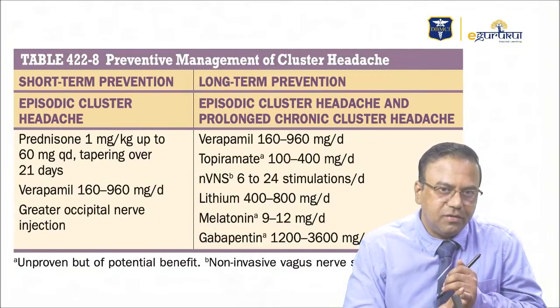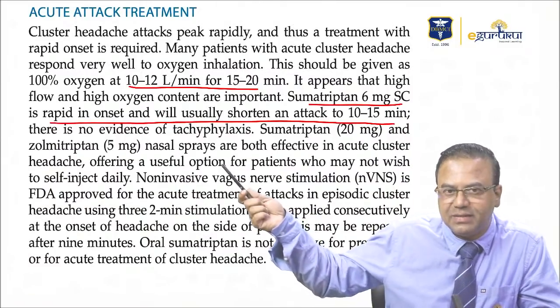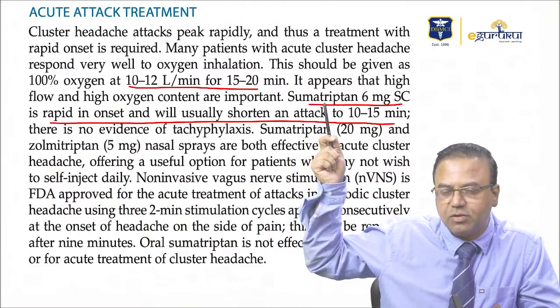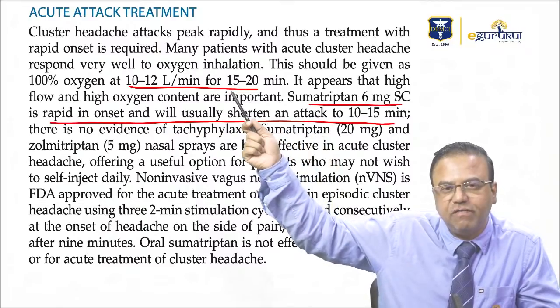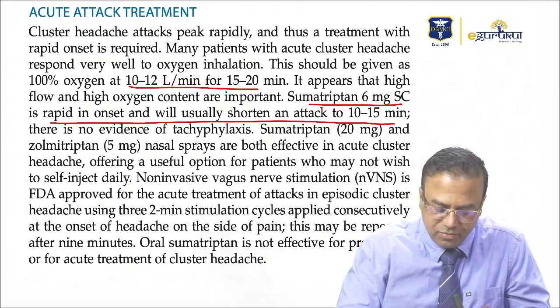It's going to be subcutaneous sumatriptan. You also have nasal triptans that can be used, though they're not given here. But the point is subcutaneous sumatriptan is very effective. Oxygen is also very effective. Oxygen, they're giving it at 10 to 12, which is not there in the choices. Now, I'll tell you why I'm choosing this answer.